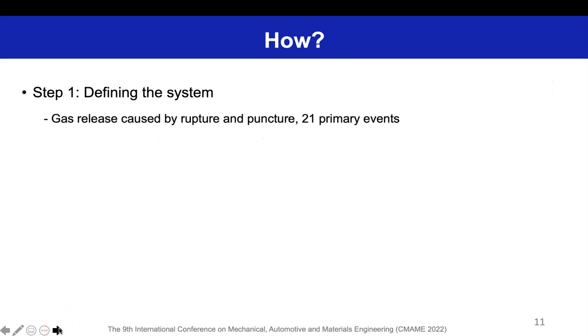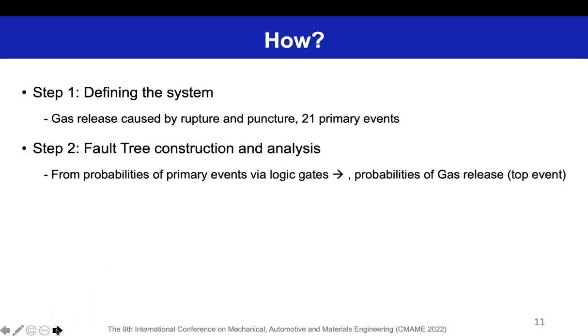Now these are some of the steps of our methodology. First, we define our system, which is looking to find out the gas release caused by a rupture and the puncture. There were 21 primary events associated with this. In the second step, we develop a fault tree reconstruction and analysis. I will come to this fault tree in my next slides.